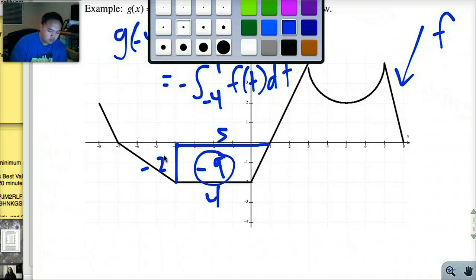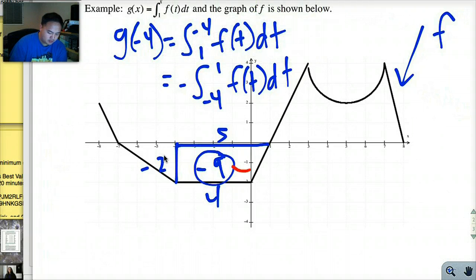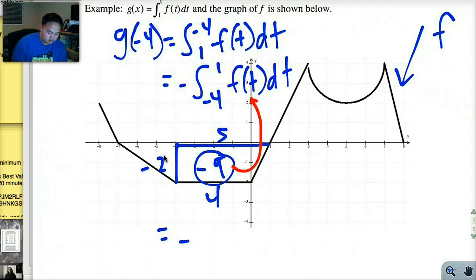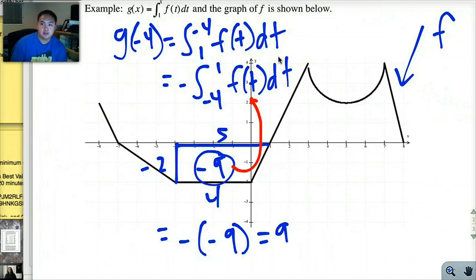I go back to my original problem, and I'll plug a negative 9 in that piece right here. So really, this equals negative, and then that whole antiderivative thing turns into a negative 9. So a negative negative 9 means the answer is 9. Okay.